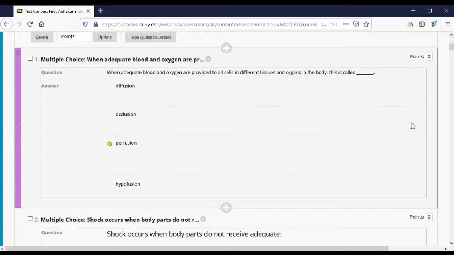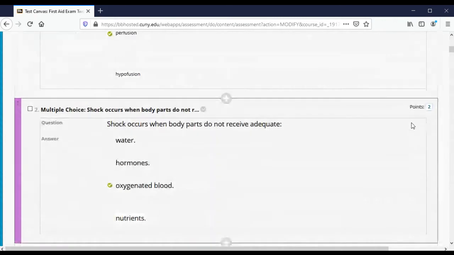When adequate blood and oxygen are provided in all the cells, different tissues, and organs of the body, this is called perfusion. Textbook definition. Diffusion is the movement of particles from an area of high concentration to low concentration so it can balance itself out. Occlusion is just basically another word for blockage, and there is no such word as hypofusion. So the answer was perfusion.